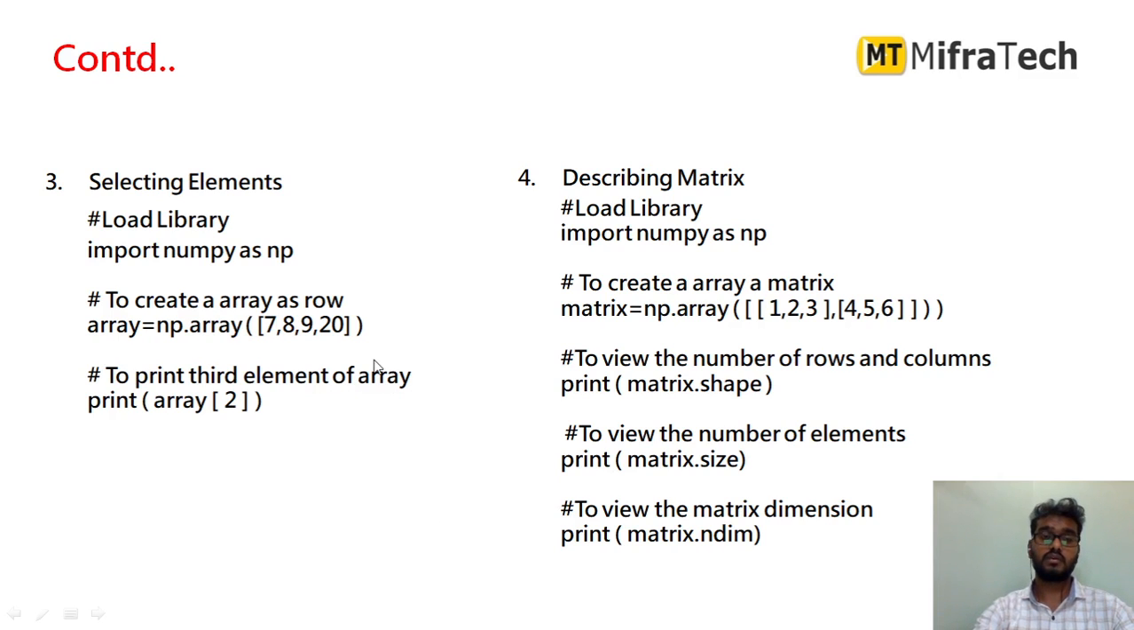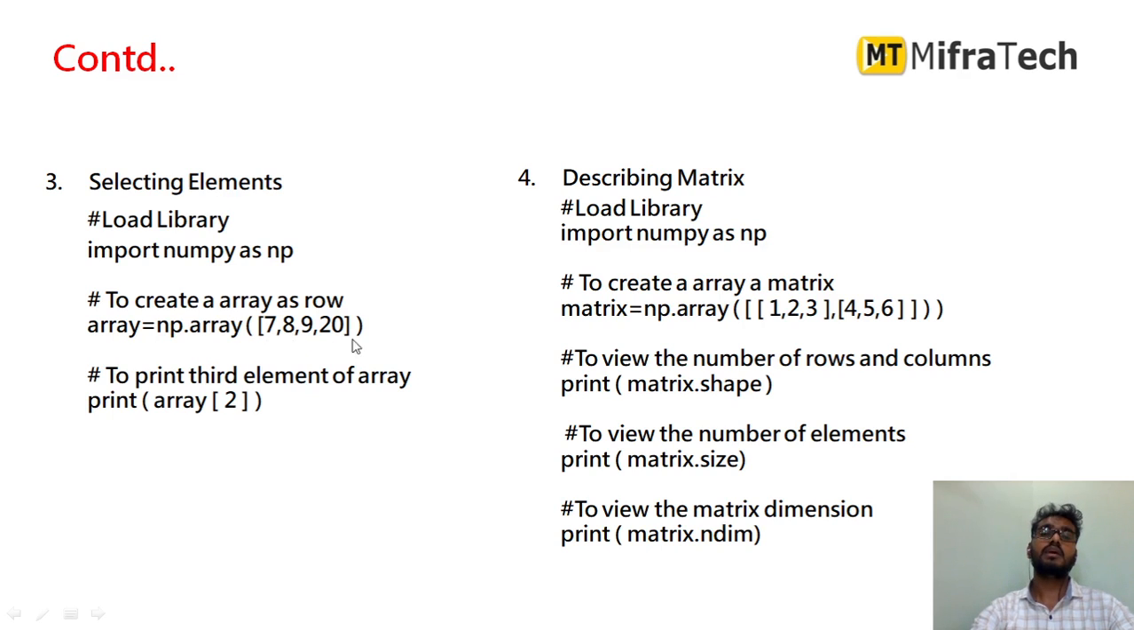So let's see how to select items, or how we are going to access elements that are stored in an array, or print those arrays. First we have to load the library, that is import numpy as np. Similarly, we have to create an array as a row, as I mentioned in the previous example. So array is equal to np.array of, if I pass 7 8 9, it will be created as an array. After creating the array, when I have to print this 9 value, or access any value, I can do that just by mentioning the location, that is the indexing value of that element in the array.